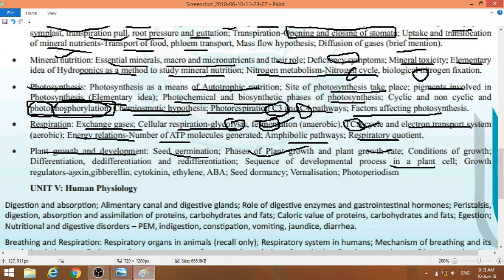You have to study plant hormones: auxin, gibberellin, cytokinin, ethylene, abscisic acid, seed dormancy, and vernalization. This is cold treatment for germination of plants. Photoperiodism concept, important one.